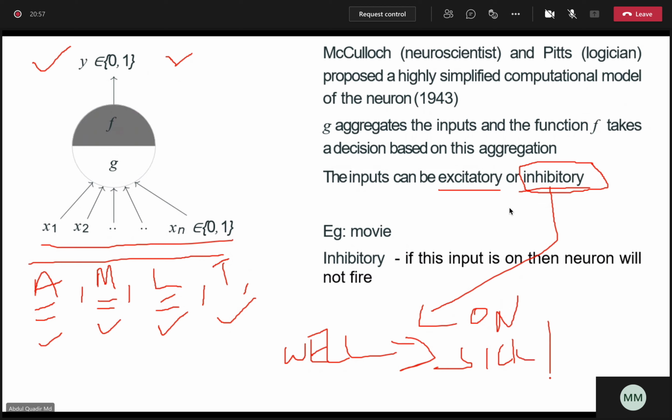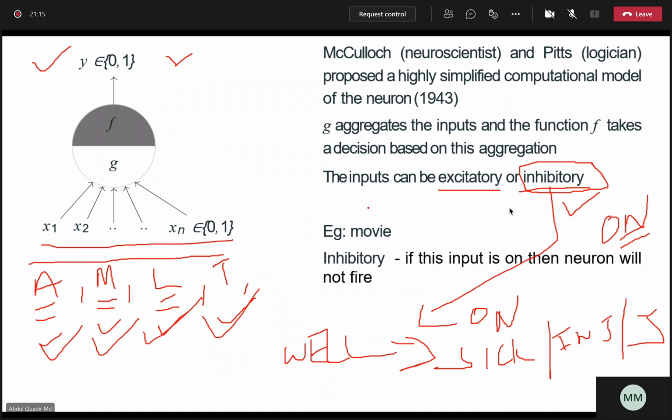Okay, I am injured, or something has happened. My mood is totally off. I am least interested. Irrespective of whatever may be the input, if this input is on, the output is always zero. That is, the triggering is always zero. I am not going to fire my neuron.